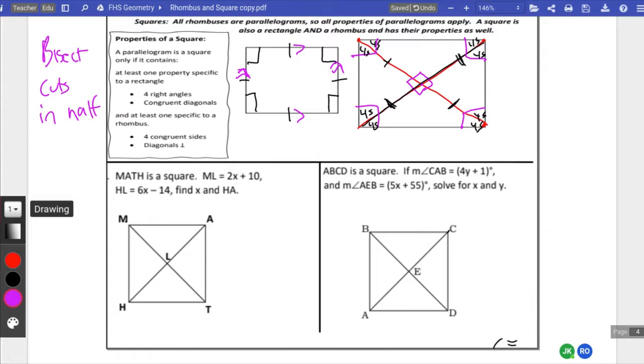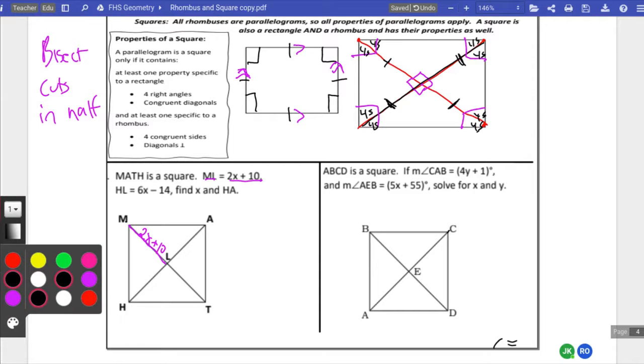All right, so here's what we need to do. It says that ML is 2x plus 10. ML is this line right here, and this line is 2x plus 10. Next, HL. HL is this one right here, and that is 6x minus 14. They want you to find x and also find HA.